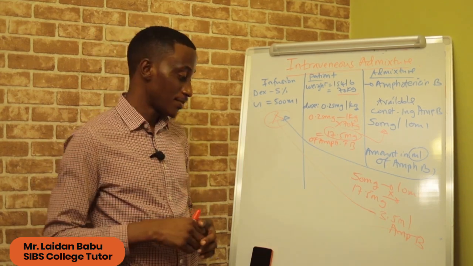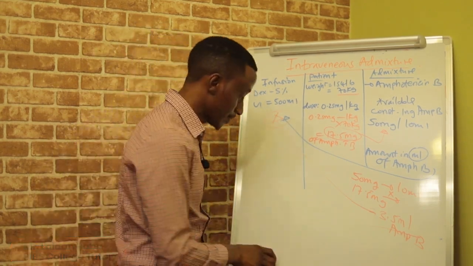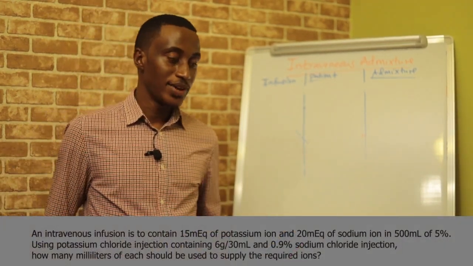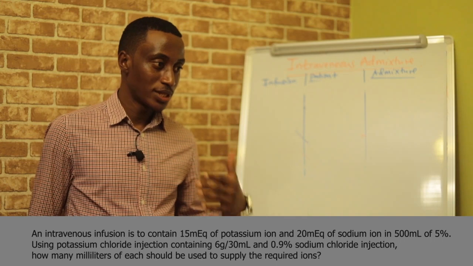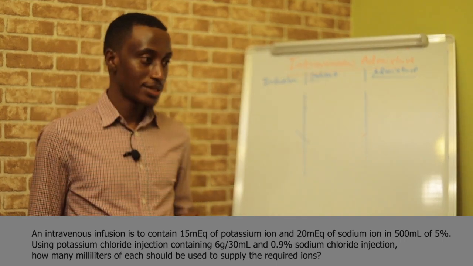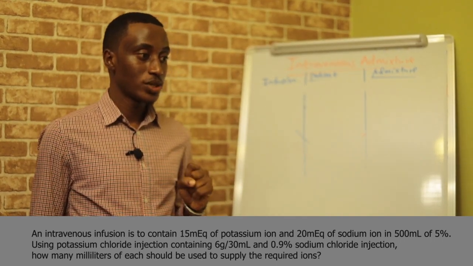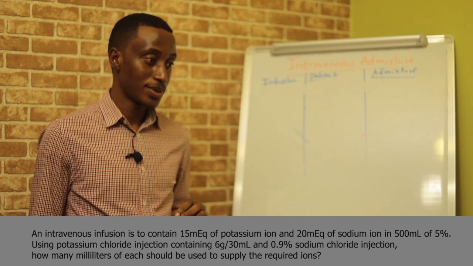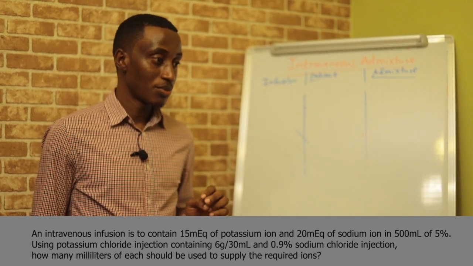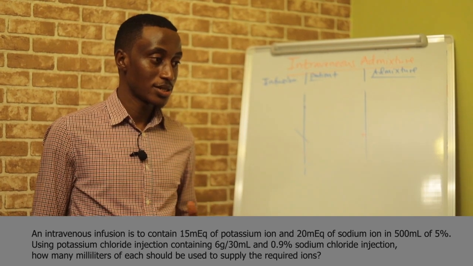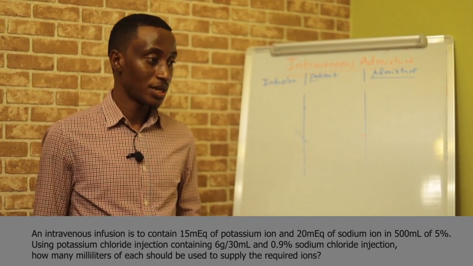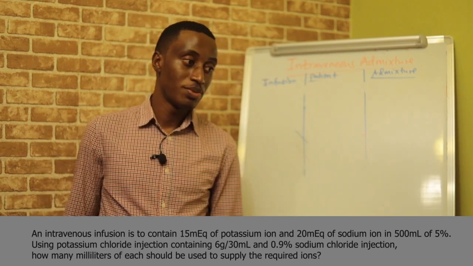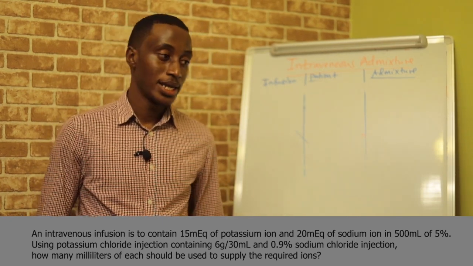Let's have two more examples, then we quit the session. This was an assignment in one of the classes. An intravenous infusion is to contain 15 milliequivalents of potassium ion and 20 milliequivalents of sodium ion in 500 ml of 5%. Using potassium chloride injection containing 6 grams per 30 ml and 0.9% sodium chloride injection, how many milliliters of each should be used to supply the required ions?